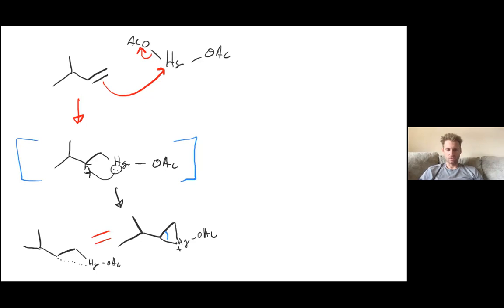Where they make a much weaker bond between your more substituted center, and they make a normal bond between your less substituted center. So we got a secondary and a primary here. Our primary bond's going to be normal. Our secondary one's going to be really long and weak.